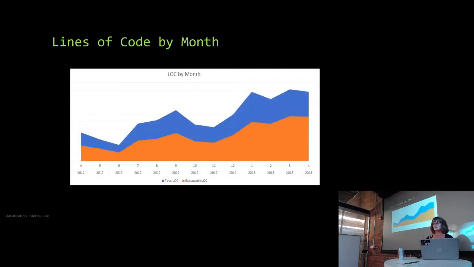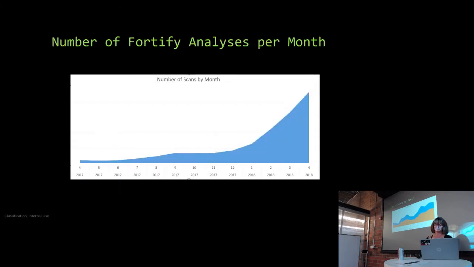This picture here just helps to depict our growth of lines of code by month. We are actually at 90 million total lines of code per month we're scanning, which is a pretty big number to give you an idea of scale. This here shows you the number of scans per month, and we're right now approaching around 24,000 scans per month. So, pretty big number.